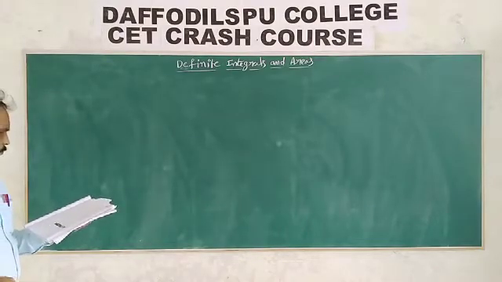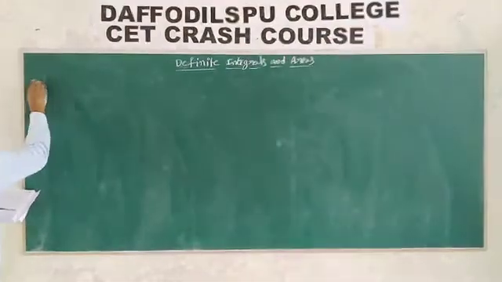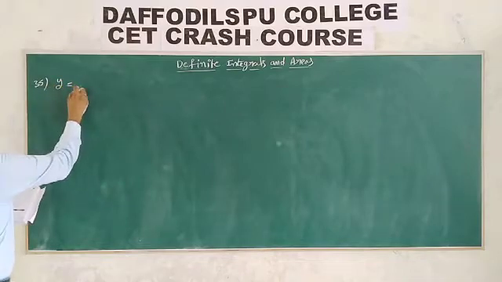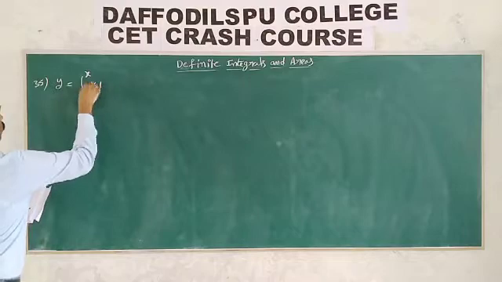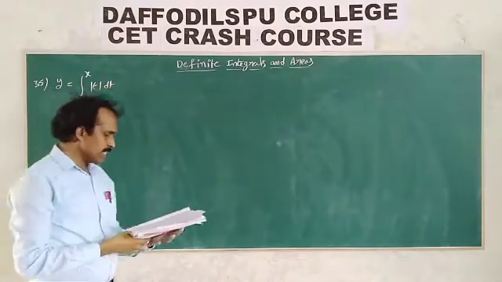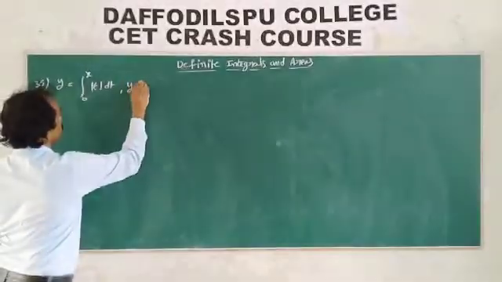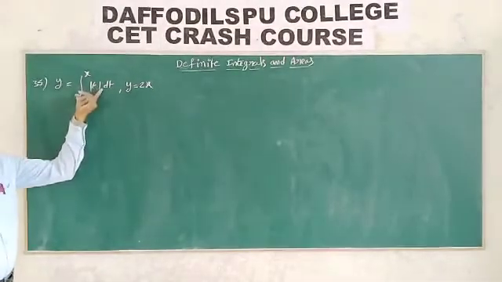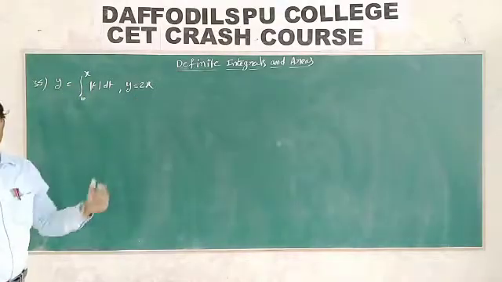The area, the intercepts on the x-axis made by the tangent to the given curve y is equal to the integral from 0 to x of root 2t dt. This curve is parallel to the line y is equal to 2x. This curve's tangent is parallel to this line, so the slopes are equal.